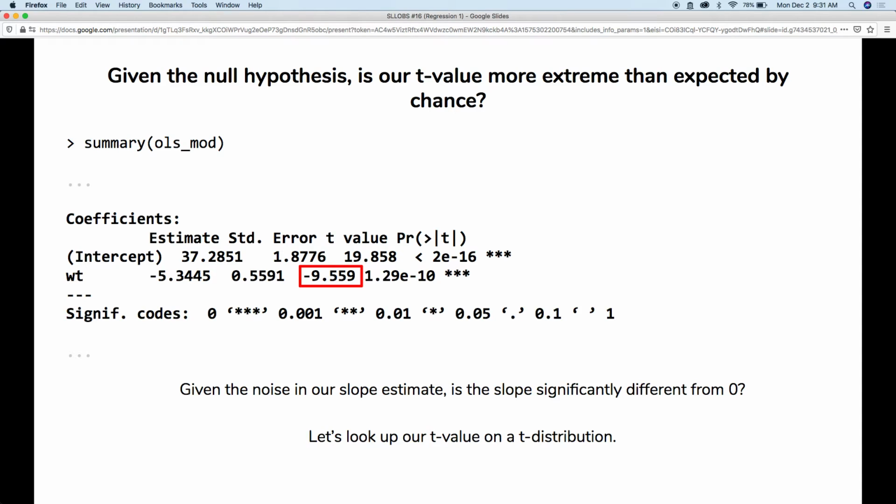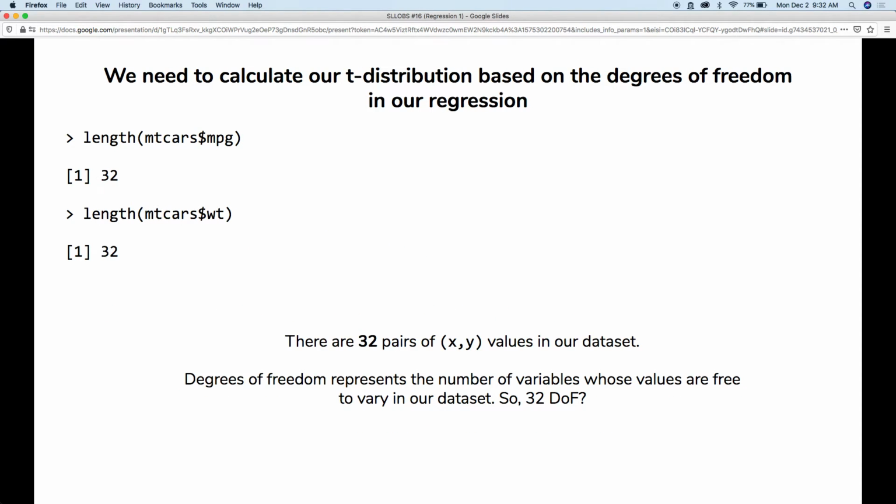Now, you may also remember from Aaron's lectures that when we do t-tests and look up t-values on t distributions, we have to keep in mind the degrees of freedom in our analysis, the number of values that are free to vary. So let's do that for our regression. You might expect that in this analysis, we can see how many x and y values we have. We can just get the length of the miles per gallon array and the length of the weight array from mtcars. And we can see that we have 32 pairs of xy values in our data set. So does that actually mean that we have 32 variables that are free to vary, 32 degrees of freedom? Not exactly. It's actually a little bit more complicated than that.